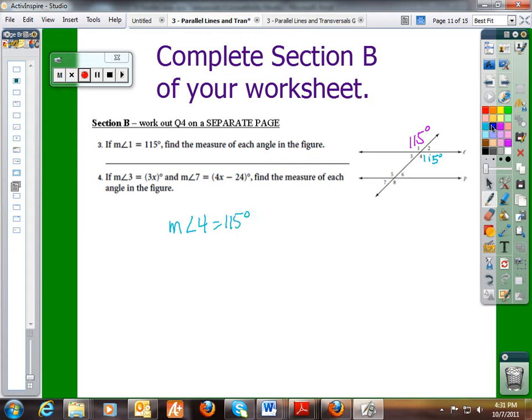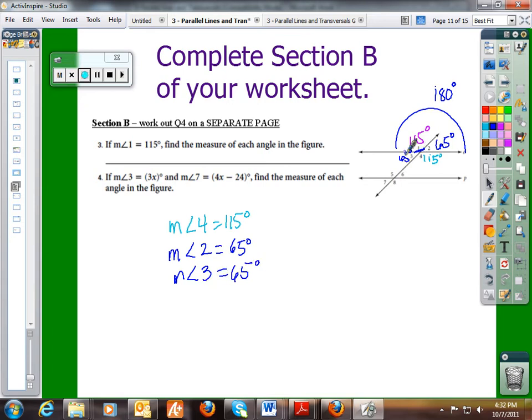Then I can see that the measure of angle 2 is 65 degrees. I know that because these angles have to add up to 180 degrees. So if I take 180 minus 115, then I get 65. So the measure of angle 2 is 65 degrees. I also know that 2 and 3 are vertical angles, so the measure of angle 3 is also 65 degrees.